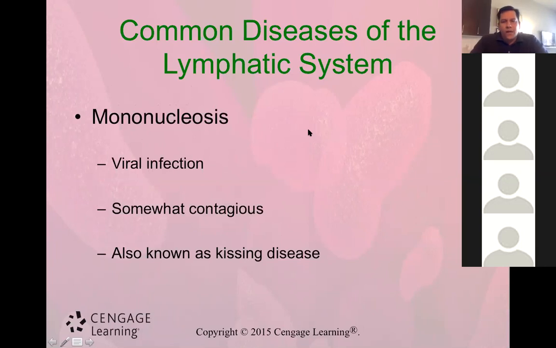Another disease related to the lymphatic system is mononucleosis, a viral infection, somewhat contagious, also known as the kissing disease. Mononucleosis is a viral infection that affects primarily children and young adults. It is somewhat contagious and is commonly called the kissing disease. The disease is discussed in more detail in chapter 20, Childhood Diseases and Disorders, under the heading Infectious Disease.